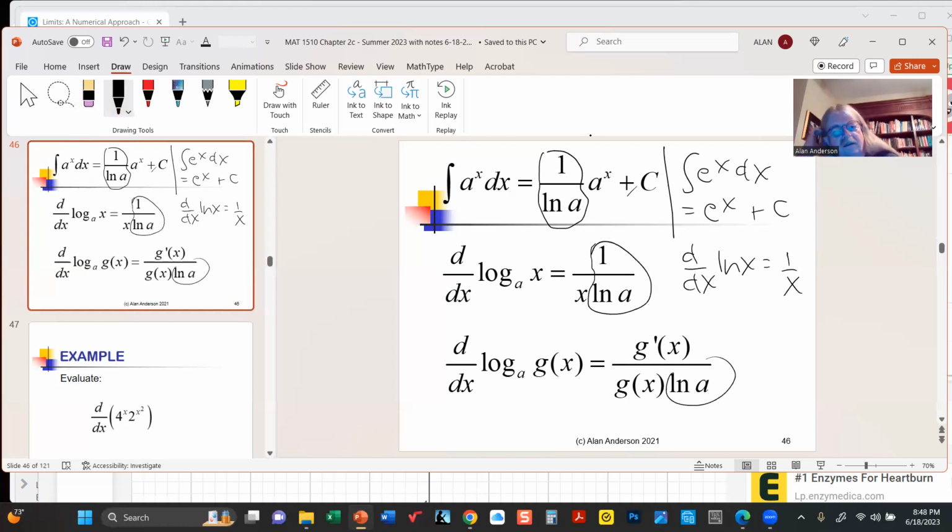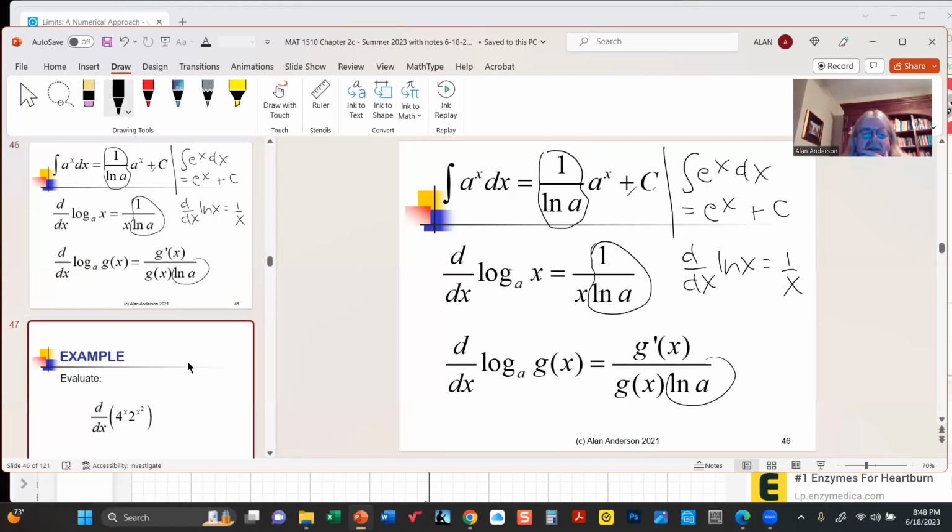All right. So in other words, this isn't really new. It's just more general than what we've done up to this point. So just remember, if there was an e there, it would be the same, except now you need that 1 over log a. All right, so let's take a look at one of these.